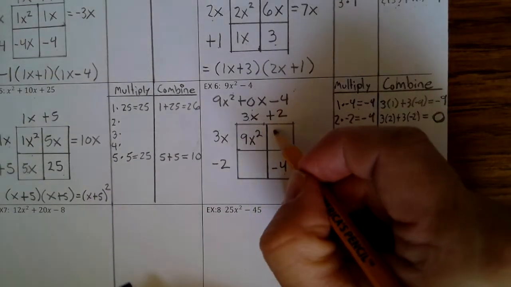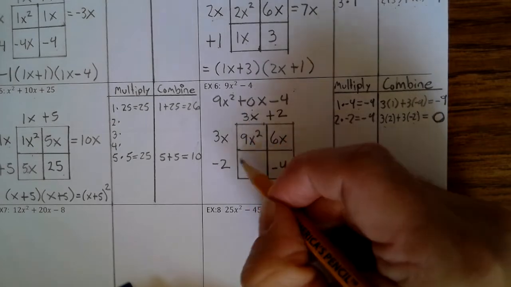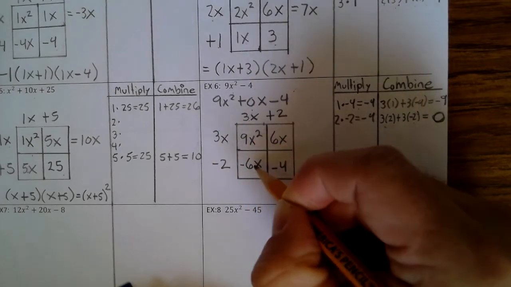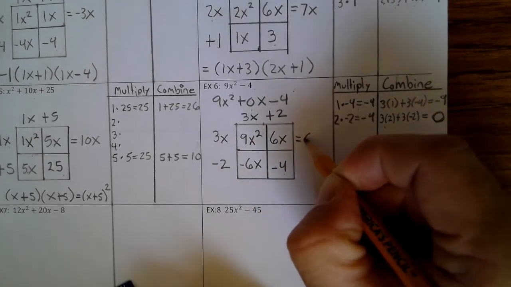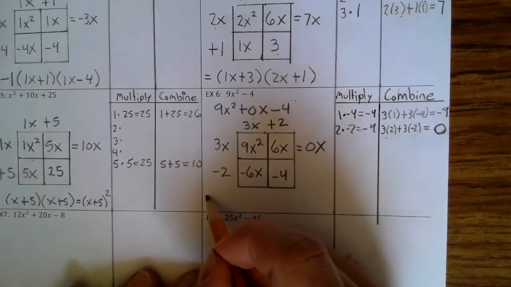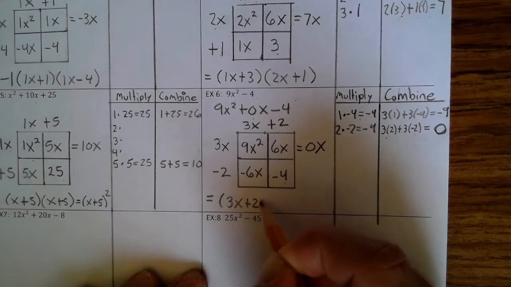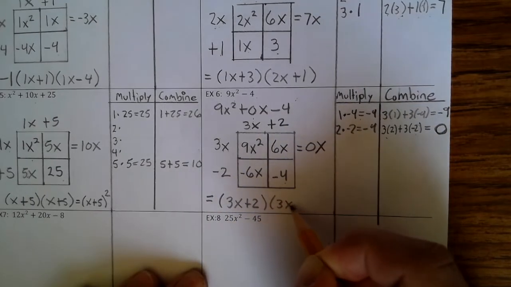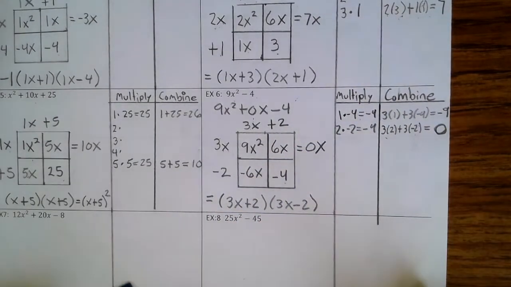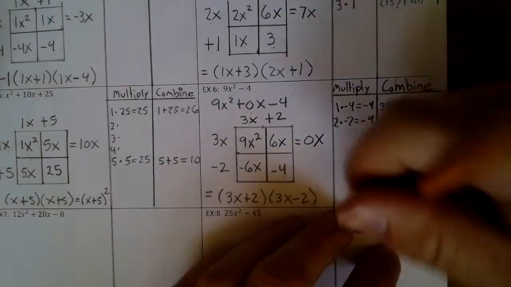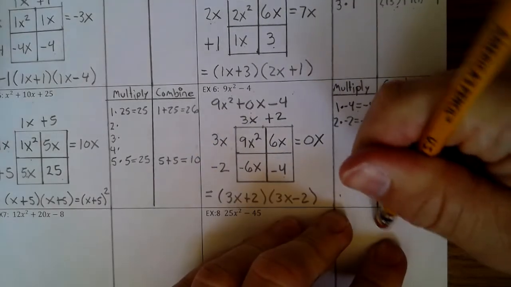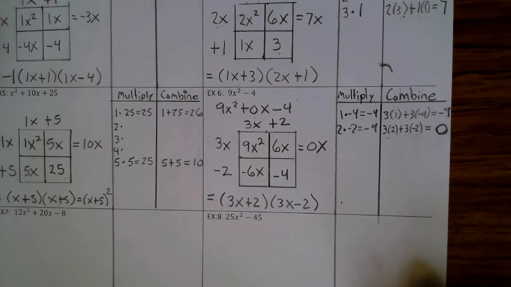So 3x times 2 is 6x. Negative 2 times 3 is negative 6x. So negative 6x and 6x combine to be 0x. So we have our factors, which are 3x plus 2 and 3x minus 2. Go ahead and finish up example 6.